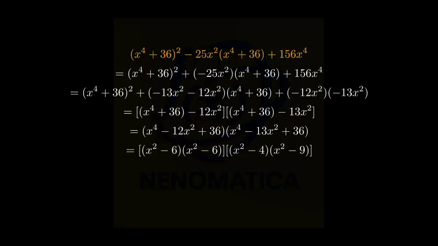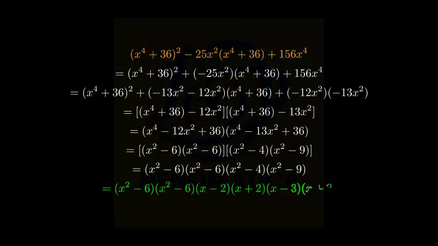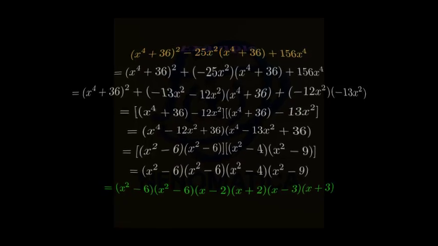As a final step, we can factor these binomials even further. We get (x^2 - 6)(x^2 - 6)(x^2 - 4)(x^2 - 9). Then we can use the difference of squares formula to get (x^2 - 6)(x^2 - 6)(x - 2)(x + 2)(x - 3)(x + 3).